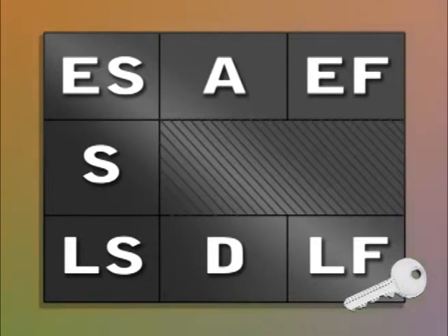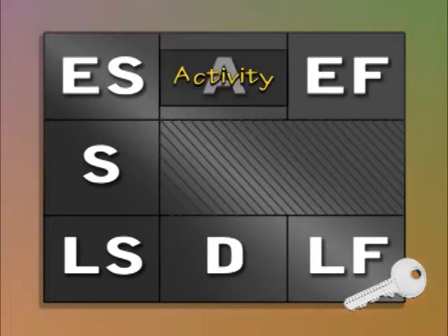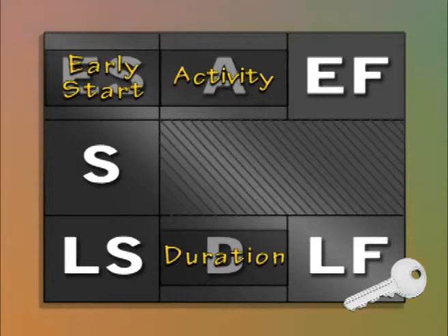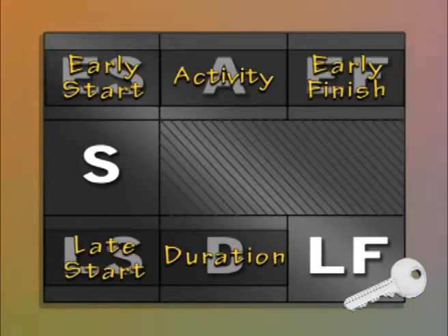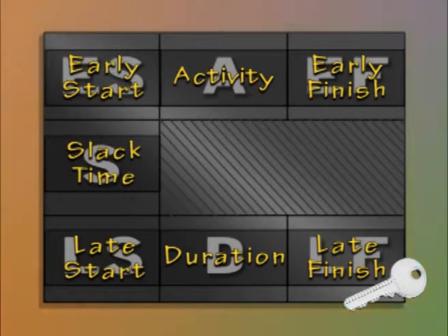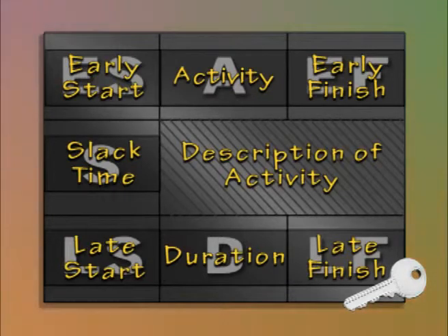This key, if you'll notice in the center block, A represents activity, and down here D represents duration, whereas ES is early start, EF is early finish, LS late start, and LF late finish. Over here we're going to have S, which is equal to slack time. You'll notice this block right here where I have the diagonal lines. All that is a block where you can write a description of the activity if you choose to do so.